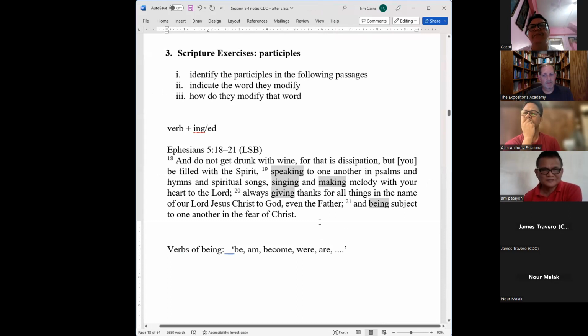All right. Good. Yeah, all of these are participles. They don't have a subject in front of them or a verb of being. So they're all modifying something else in the sentence. In fact, they're all modifying be filled. I think they're describing the result, what happens when you are filled. Speaking to one another, singing and making melody, giving thanks, being subject. So those are 5 participles that would all come under be filled.